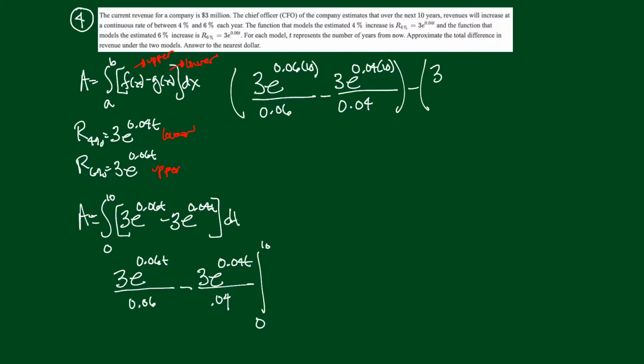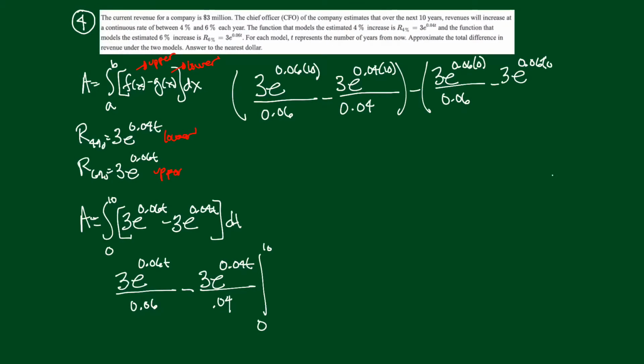Okay, I put in the upper limit, minus, now put in the lower limit. So it's going to be 3 e to the 0.06 times 0 over 0.06 minus 3 e to the 0.04 times 0, all over 0.04.